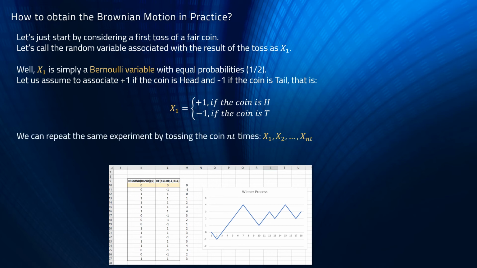We can repeat in general the same experiment by tossing the coin n times, so x1, x2, up to xnt. All these random variables are identically distributed, and they are of course independent. So they are what we call in statistics and probability IID, which stands for independent and identically distributed random variables.